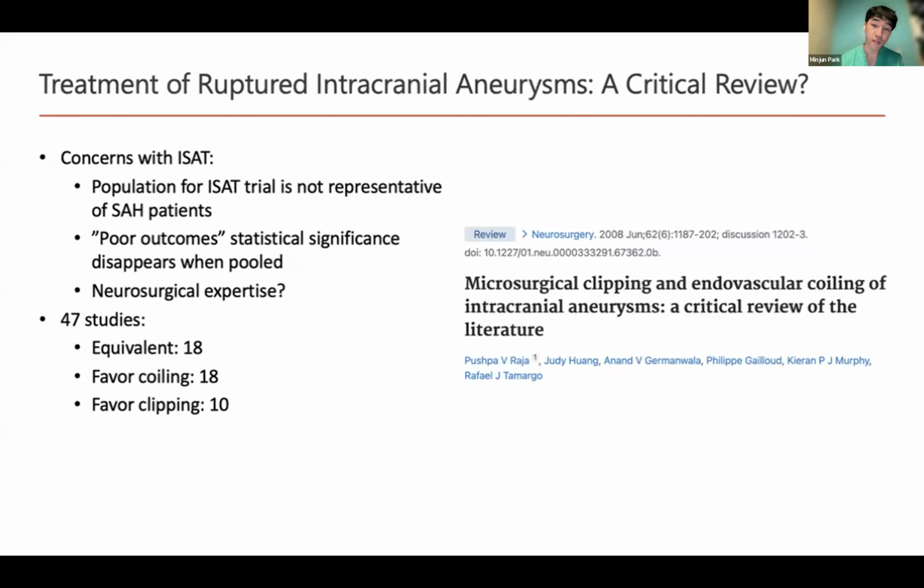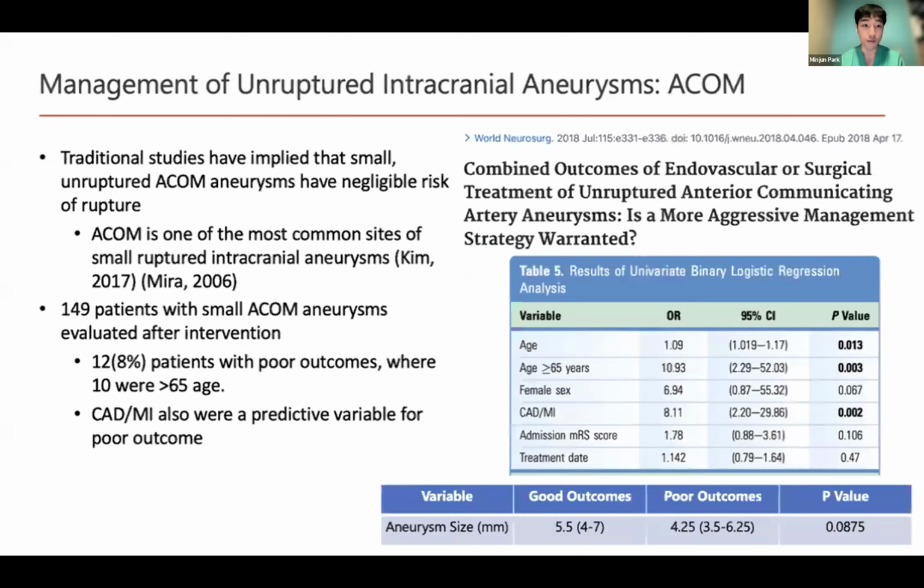And just to finish this off, because we did talk about ACOMs in the beginning, I want to talk about a question that was mentioned regarding management of unruptured intracranial aneurysms. The reason I mention this is because traditional studies have really implied that small unruptured ACOM aneurysms have negligible risk of rupture, and usually treatment was not warranted.